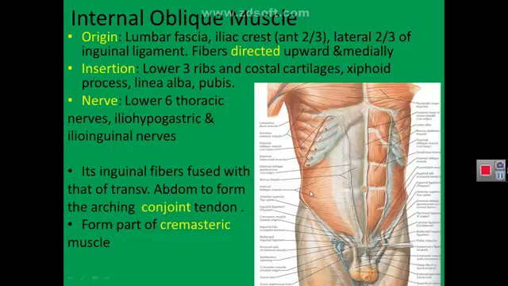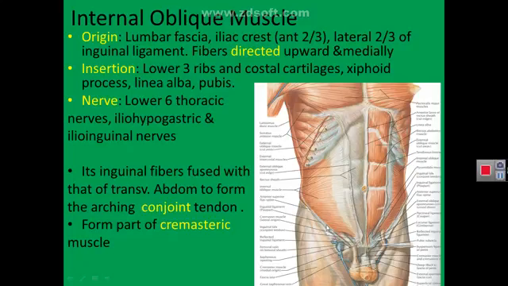If you remove the external oblique, you will find deep to it the internal oblique. The direction of internal oblique muscle fibers is at right angles to that of external oblique. It is directed upward, forward, and medially. The origin is from the back, from the lumbar fascia, and also from the iliac crest, the anterior two-thirds of the iliac crest, and from the inguinal ligament, the lateral two-thirds of the inguinal ligament.